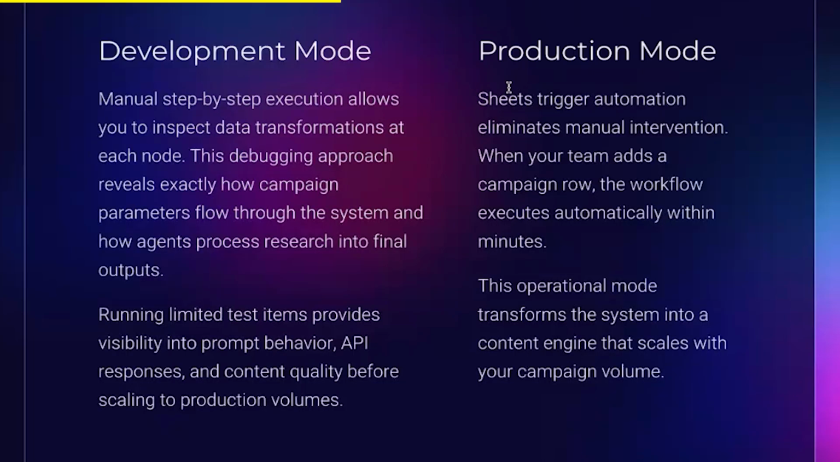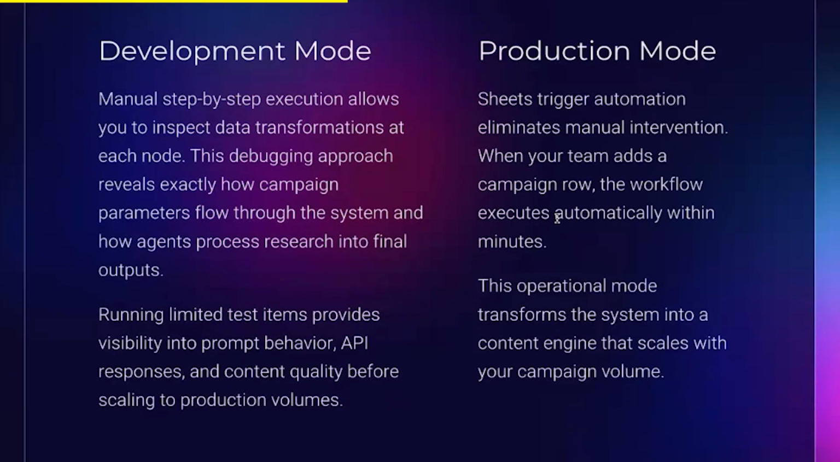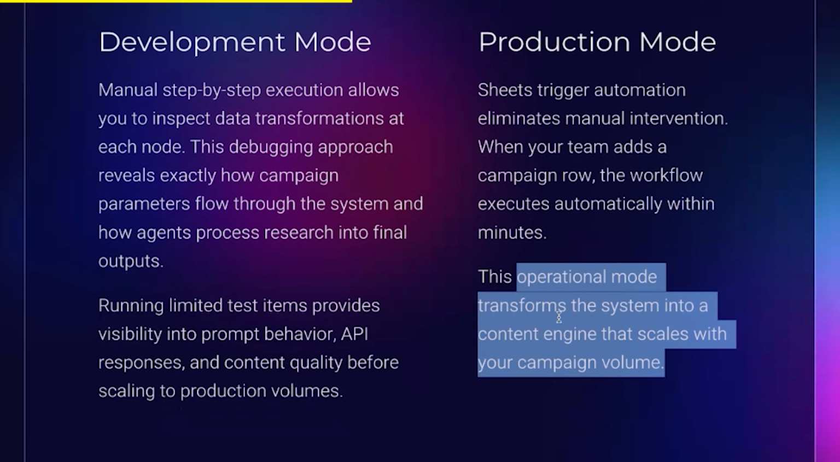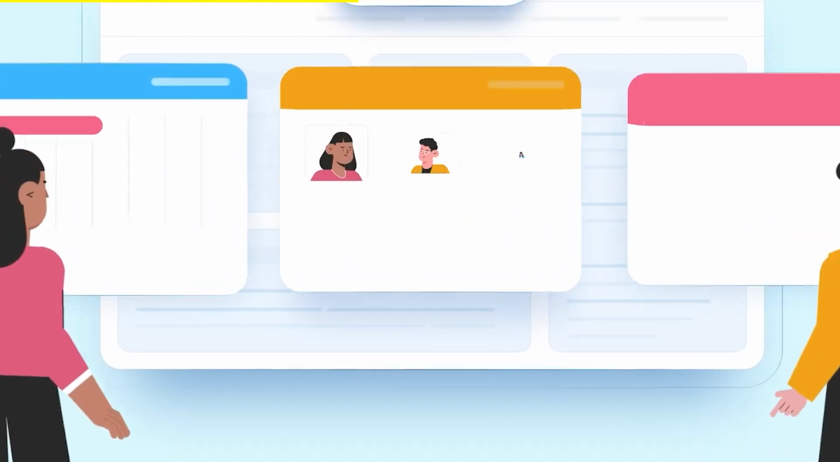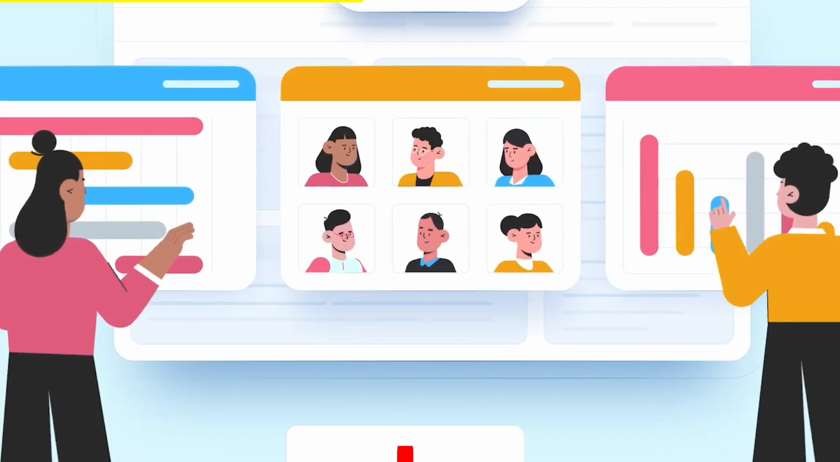Production pro mode. So the sheet triggers automation, eliminating manual intervention. When your team adds a campaign row, the workflow executes automatically within minutes, and this operational mode transforms the system into a content engine that scales with your campaign volume. Right. So as soon as you add a new sheet, basically you can set it up to immediately start generating it, as opposed to doing the manual step by step.